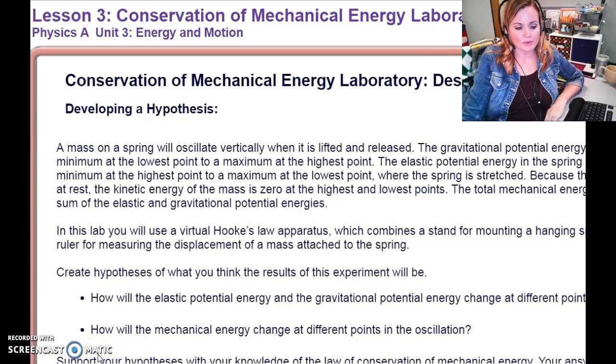This is Mrs. Peachy, your WCA physics teacher, and today we are going to be going through the Conservation of Mechanical Energy Laboratory that is on your agenda for Wednesday of this coming week. This one deals with potential and kinetic energy, but it's also dealing with different types of mechanical energy, gravitational energy, as well as spring energy.